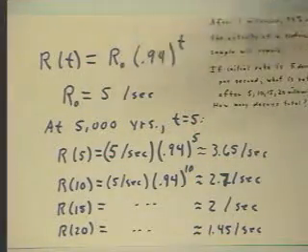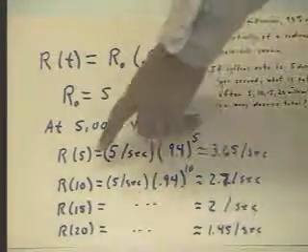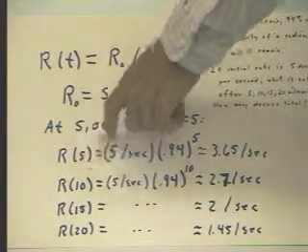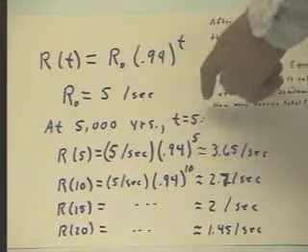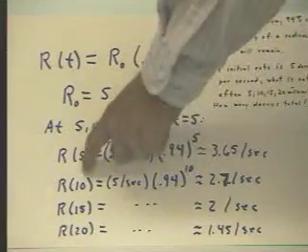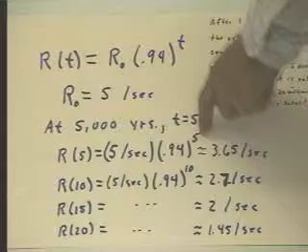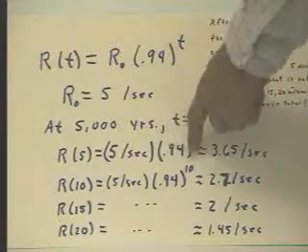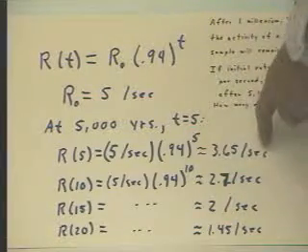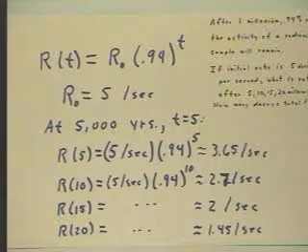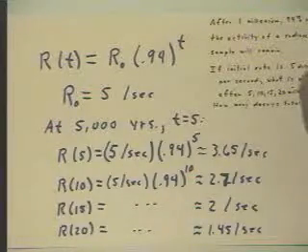Now, after 5,000 years, if the original rate is 5 decays per second, so that you'd have 5 decays per second for R naught here, what's your activity going to be? Well, you're going to have R of 5 for 5,000 years, again assuming that 1 unit of t is 1,000 years or a millennium. You're going to put 5 in for t, you're going to have 0.94 to the fifth, which is about 0.73, because you get 3.65 decays per second. After 5 millennia, that's going to be the activity of your sample.